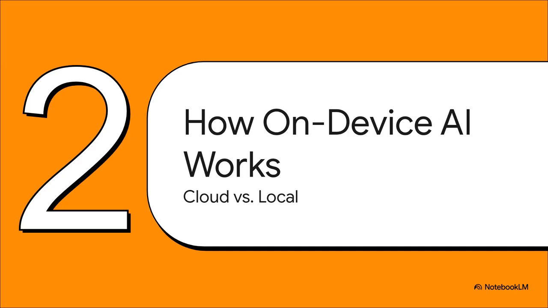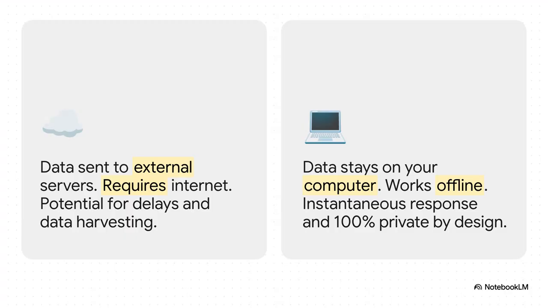That's a huge deal. All right, so how on earth does this actually work under the hood? Because this isn't just a small tweak, it's a totally different way of thinking about how AI gets to us. This chart really lays it out perfectly. On one side, you've got the typical cloud AI we all know. Your data gets sent out to some massive server farm somewhere, you need an internet connection, and there's always that question of who's looking at your data.